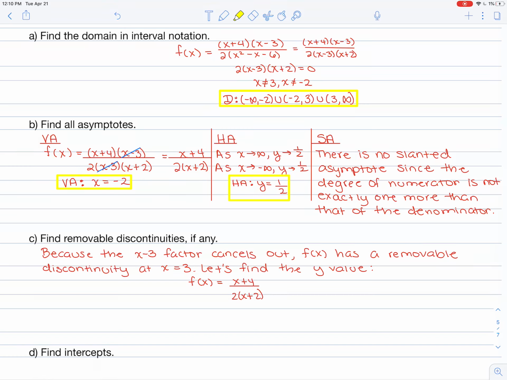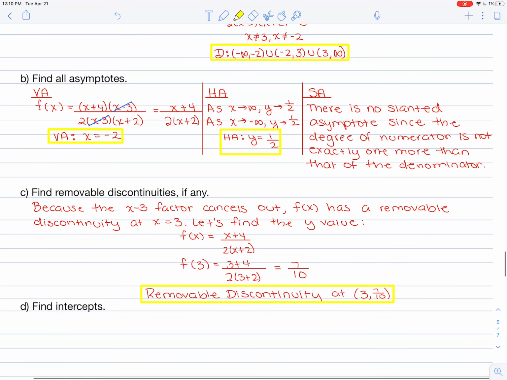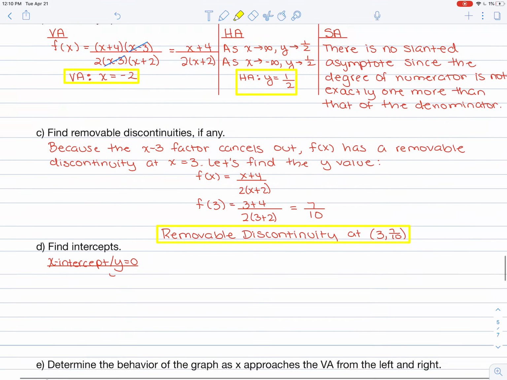What about removable discontinuity? We actually just talked about this. We do have a removable discontinuity since the factor x minus 3 cancels out. And our removable discontinuity is at x equals 3. Now, in order to find the y value, I need to plug in f of 3, and we get 7/10, which means that we have a removable discontinuity at (3, 7/10), and this is where we're going to have a hole in our graph.